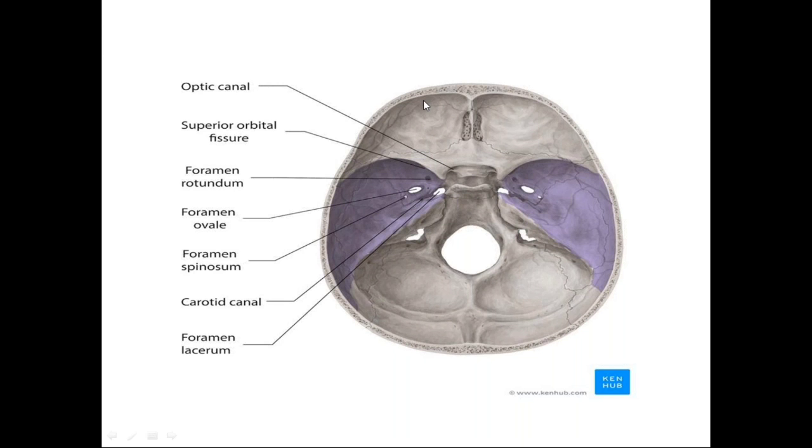Anterior cranial fossa is bounded anteriorly by the orbital plate of the frontal bone, this orbital part of the frontal bone. Posteriorly, it is limited by the lesser wing of the sphenoid. These are the lesser wings of the sphenoid.